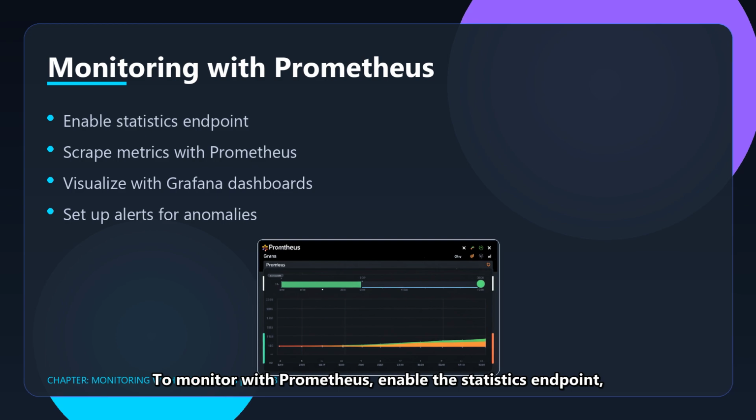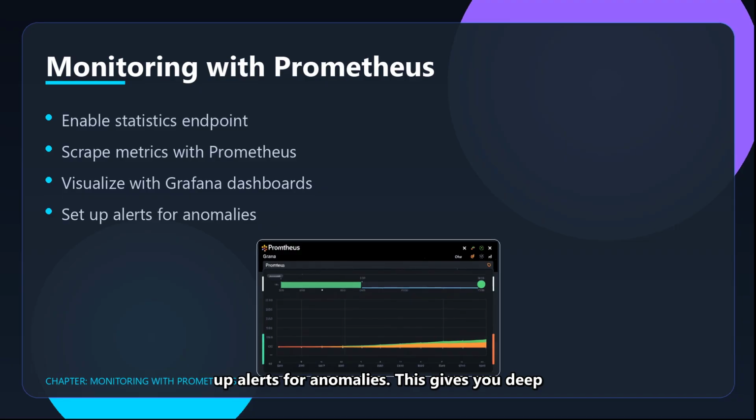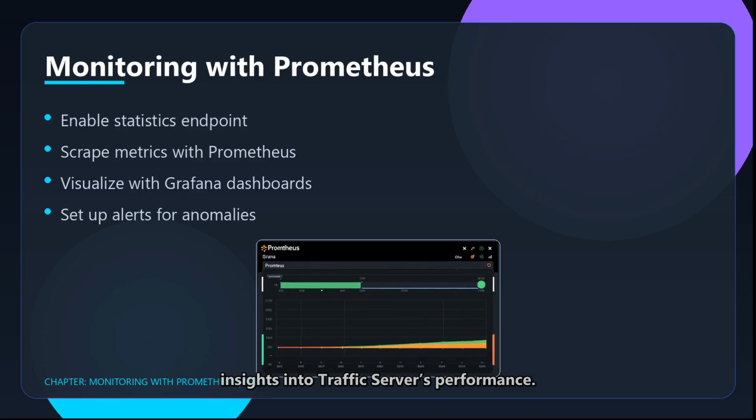To monitor with Prometheus, enable the statistics endpoint, scrape metrics, visualize with Grafana dashboards, and set up alerts for anomalies. This gives you deep insights into Traffic Server's performance.